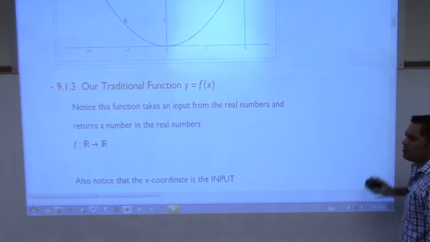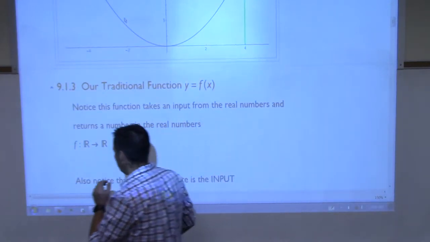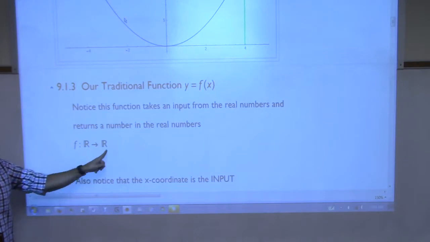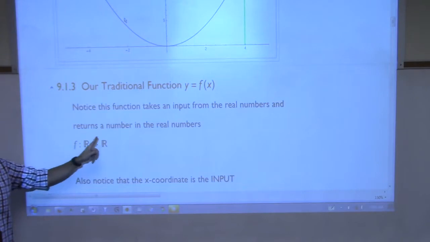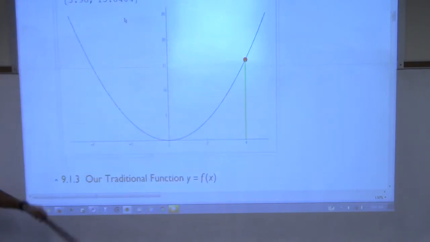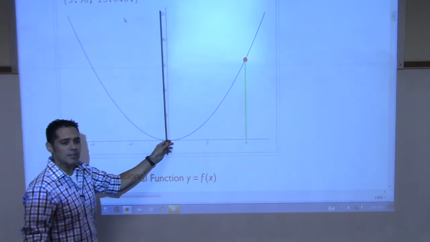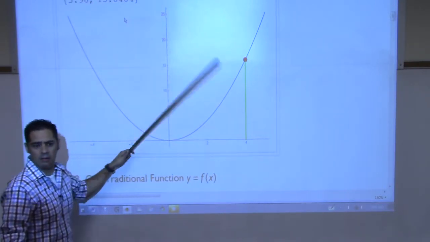Now, this is some new notation that I just want you to try and understand. When we say our traditional function y equals f of x, I can say the function f takes in a real number, spits out a real number, so it goes from R into R, from one-dimensional space into one-dimensional space. And then when I graph that, I have one dimension right here, which is our input axis, and another dimension, our output axis, like this. And so we can put them together.